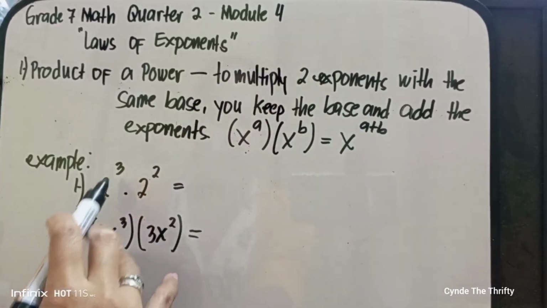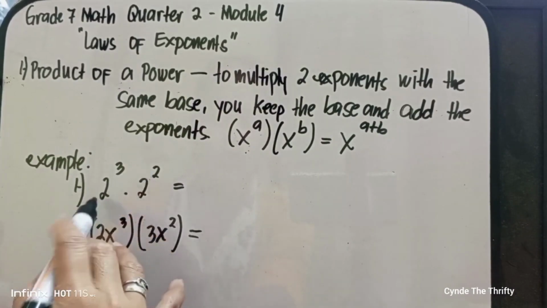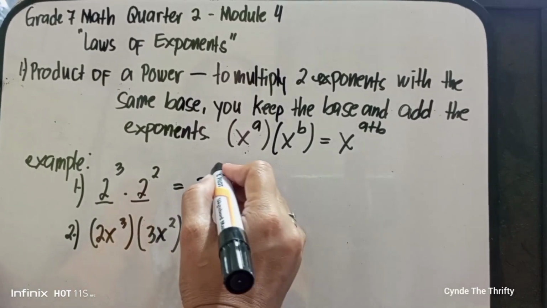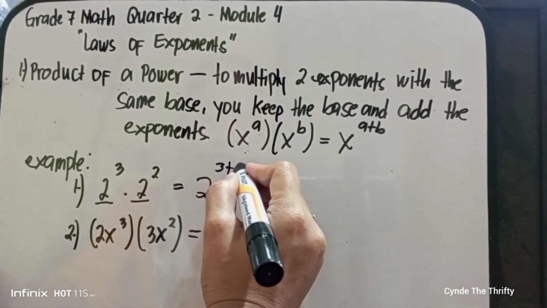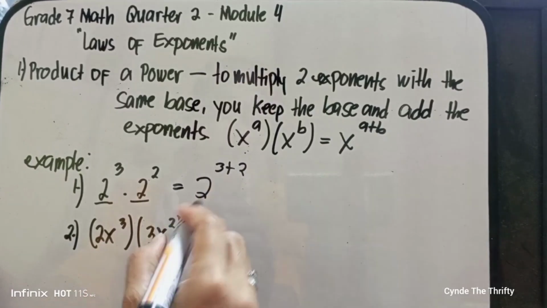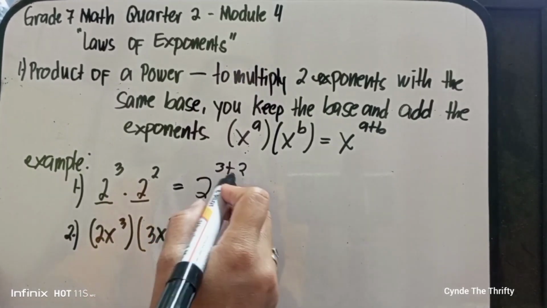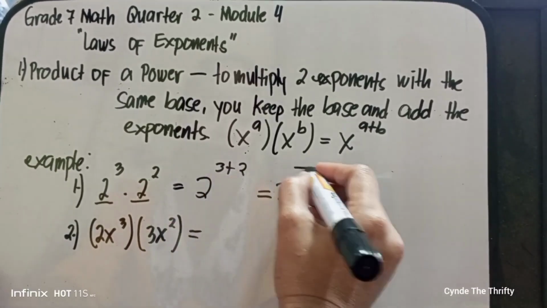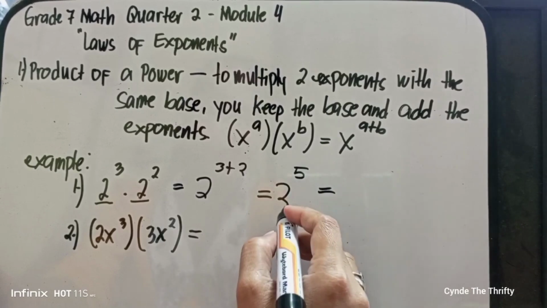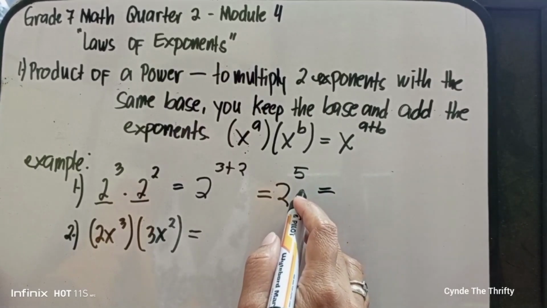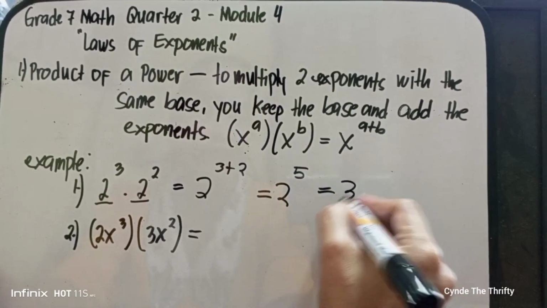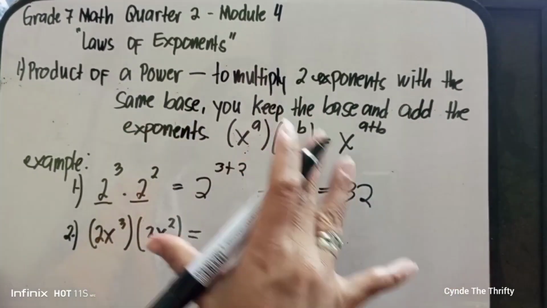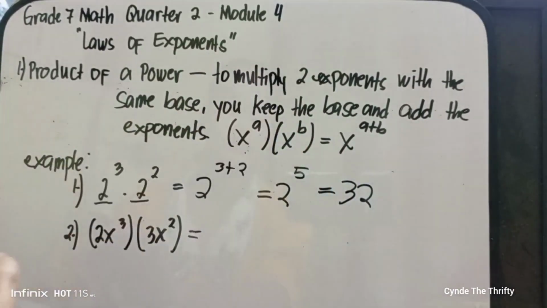So, for example, 2 cubed multiplied by 2 squared. So, meron silang magkaparehong base. So, ang gagawin natin is kopyahin lang natin si 2 and then i-add natin ang kanyang exponent which is 2 and 3. So, 2 raised to the power of 3 plus 2 equals 2 raised to 5. 3 plus 2 equals 5. And 2 raised to the power of 5 is equal to 32. Kasi 2 raised to the power of 5 is equal to 2 times 2 times 2 times 2 times 2. So, i-multiply mo siya 5 times.